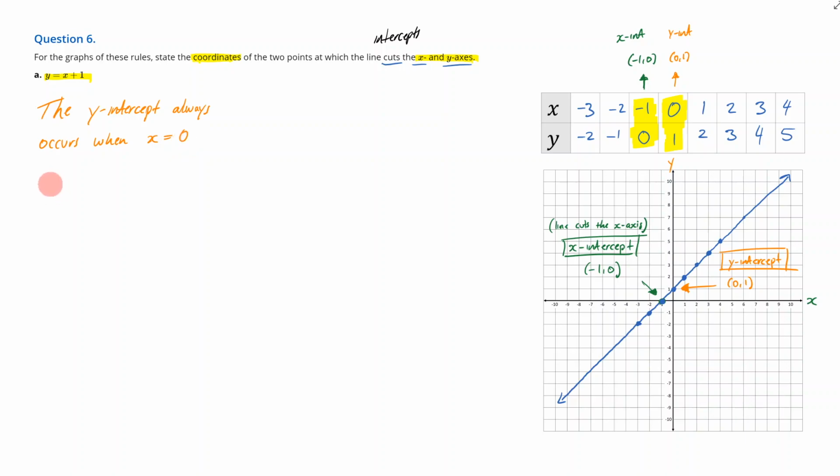So to find the y-intercept, we're just going to say let x equal 0. So I'm going to take my rule. My rule is y equals x plus 1. I'm going to let x equal 0. That means y equals 1. And that means when x equals 0, y equals 1, I get the point (0, 1). And that is my x-intercept.